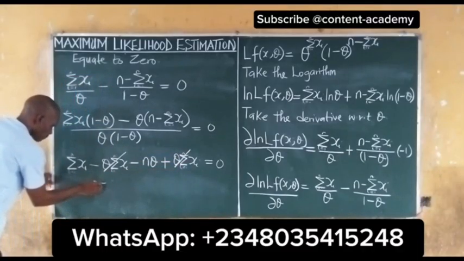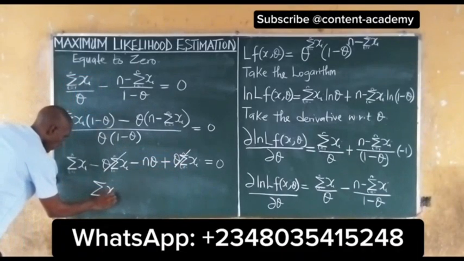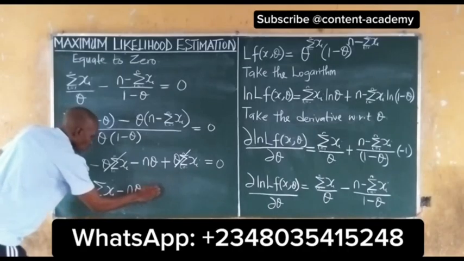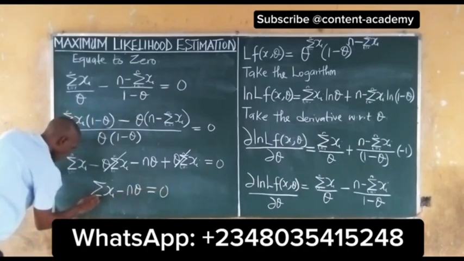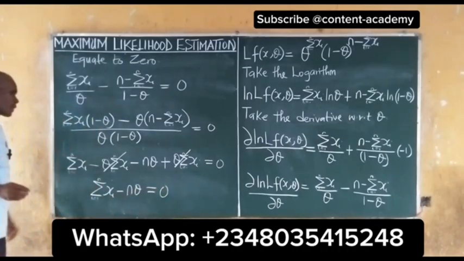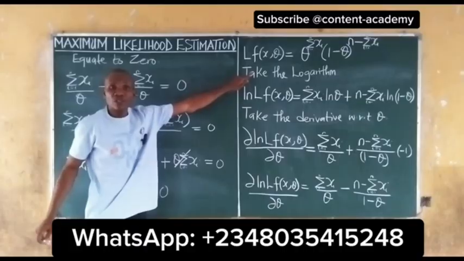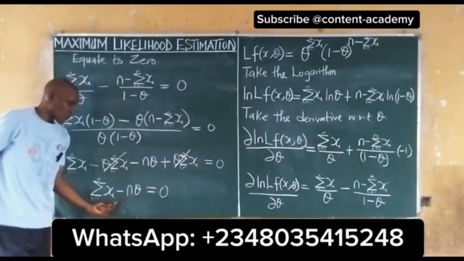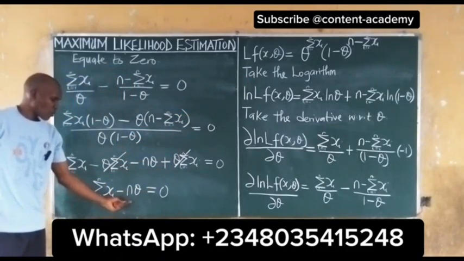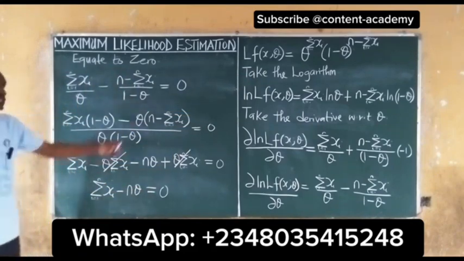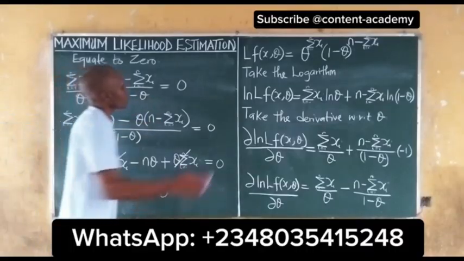So we are left with summation of xi minus n theta to be equal to 0, as i running from 1 to n. Now, we move over to this other side of the board in order for us to get our estimates. Of course, you know we are finding theta. We are looking for theta. So we move over to this side of the board to do that.